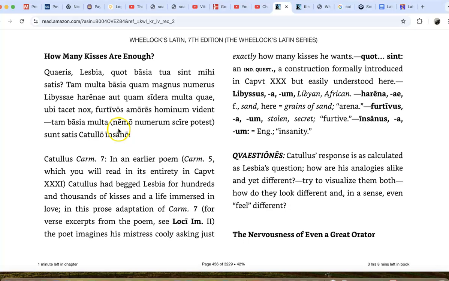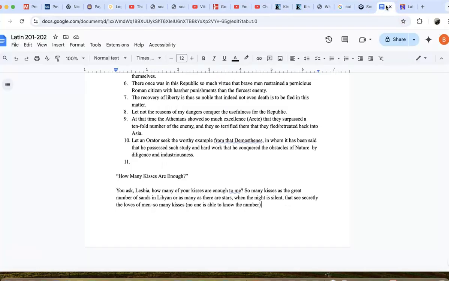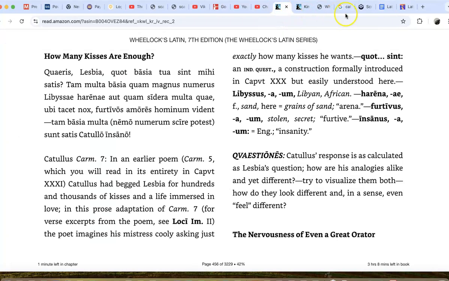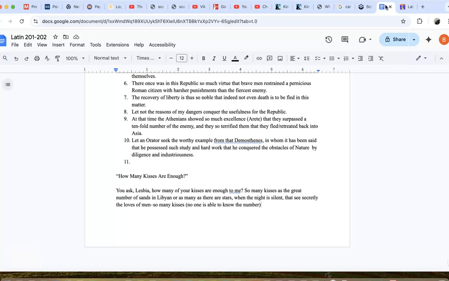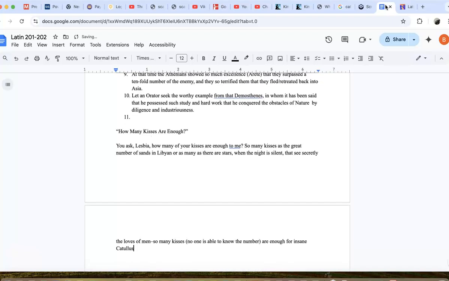And then literally "are enough, literally for insane Catullus." So let me go ahead and write that down, and then I'll explain that. Let's see, what was the punctuation then? Okay. There we go.